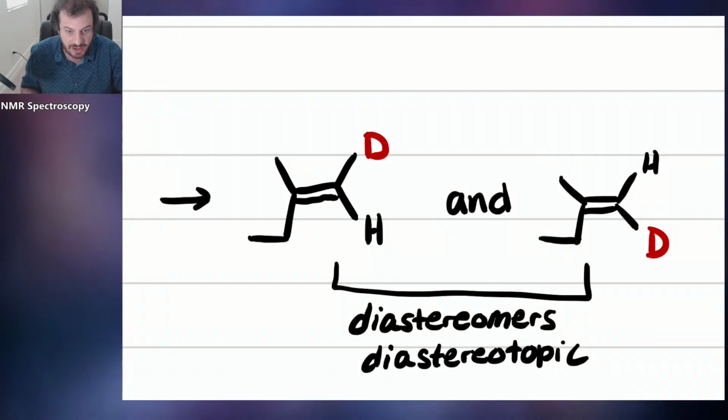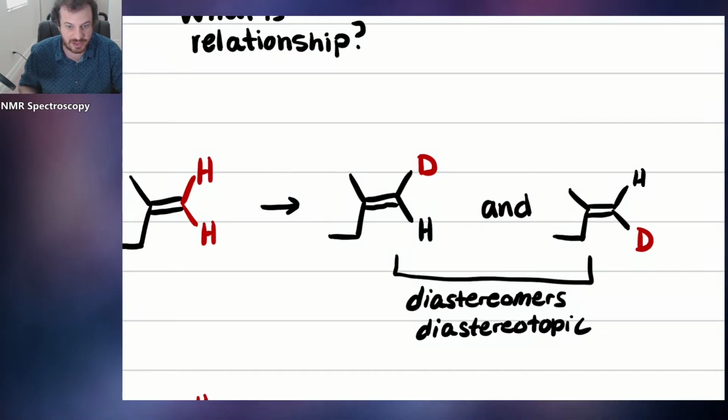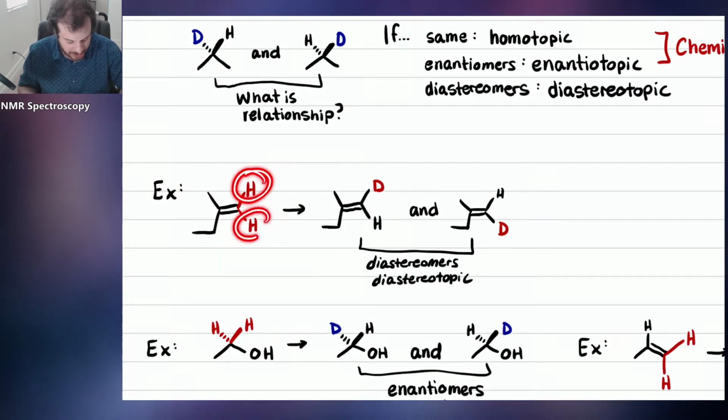So remember that E alkenes and Z alkenes are diastereomers of each other. And so these are going to be diastereotopic hydrogens in the original compound, which means that these two hydrogens will each give a unique signal in the HNMR.